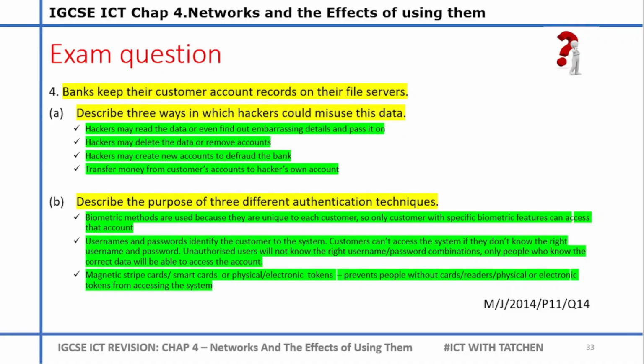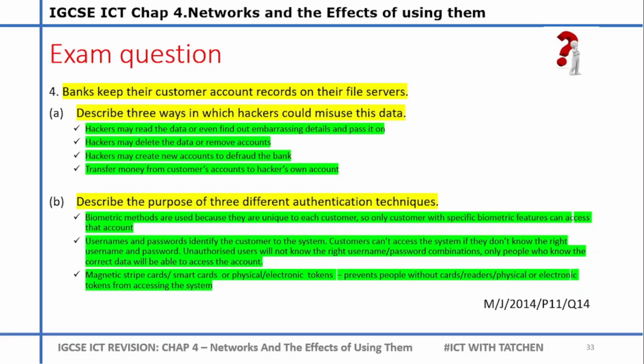So they say banks keep their customer account records on their file servers. Describe three ways in which hackers could misuse this data. So banks have servers. Now, how could a hacker gain access to these servers and misuse this data?